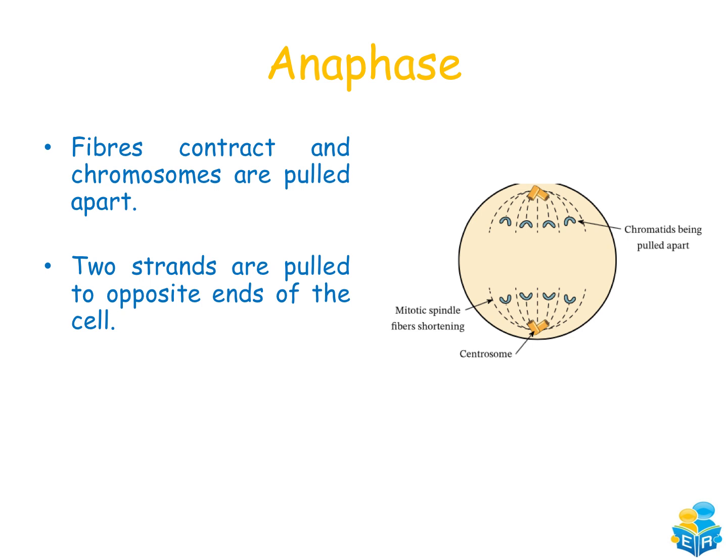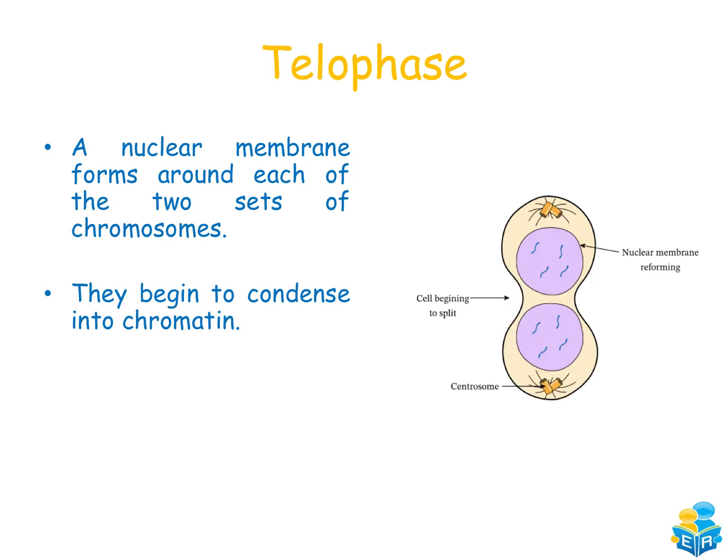So for anaphase then, the fibres are going to contract and chromosomes are going to be pulled apart. So at the centromere where they were joined, that's going to be split, and the 2 strands are going to be pulled to opposite ends of the cell. So we can see here, they were existing down here towards the centre. One strand is going up here to the top half, the other strand is going down here to the bottom half. And then the final step is telophase. So this is where a nuclear membrane will form around each of the 2 sets of chromosomes and they will begin to condense into chromatin.